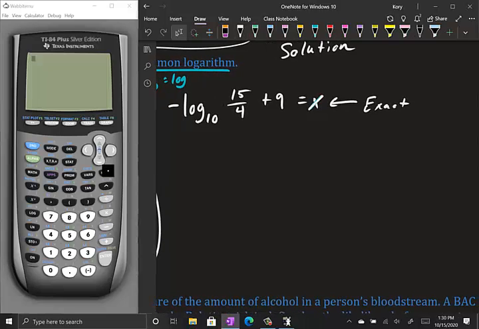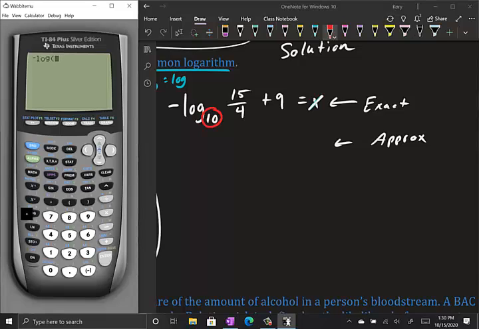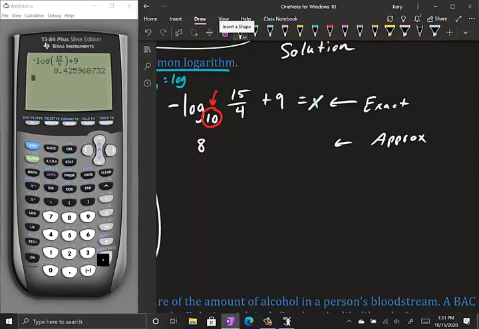To get the approximate, we're going to plug it into our calculator. So we're only allowed to plug it in when it's base 10. So we have negative log. Log is base 10. So that log button is only when it's 10. 15 over 4, plus 9. So we get our approximate is about 8.426.